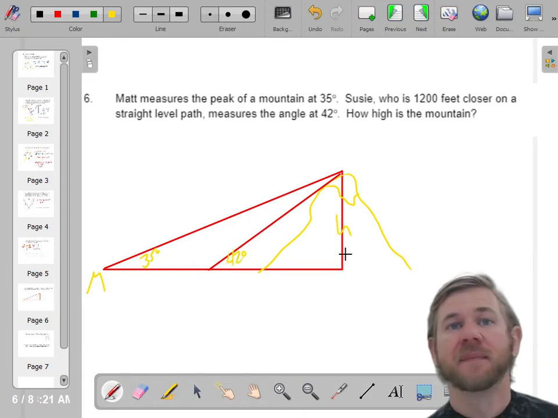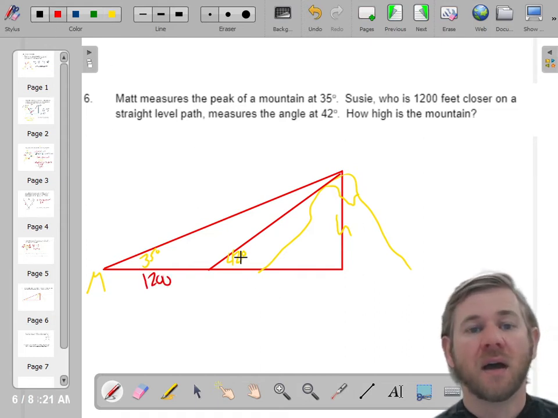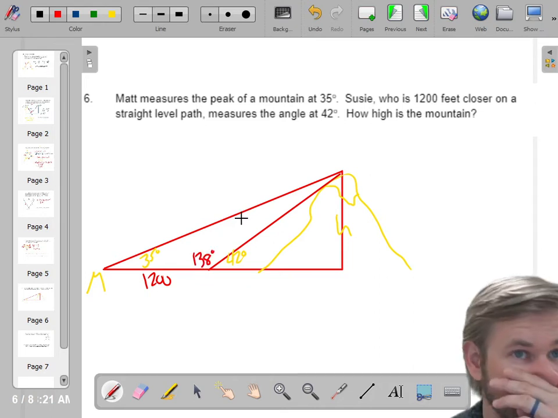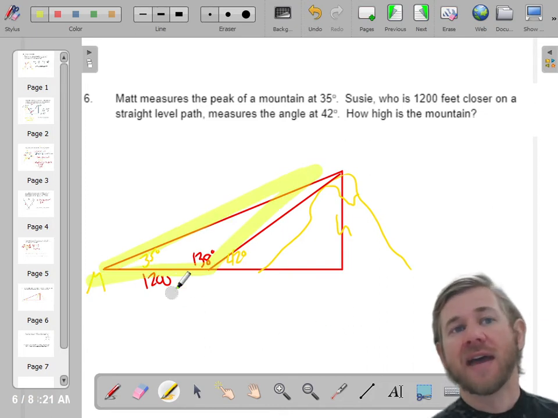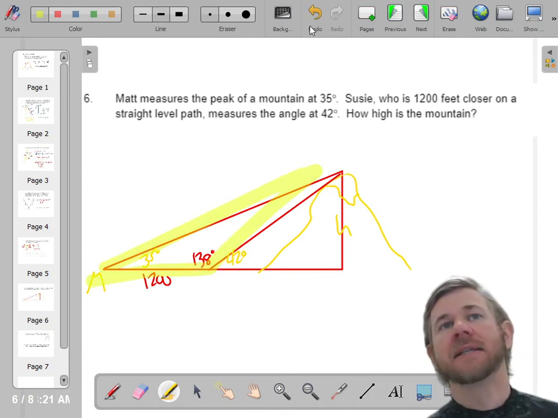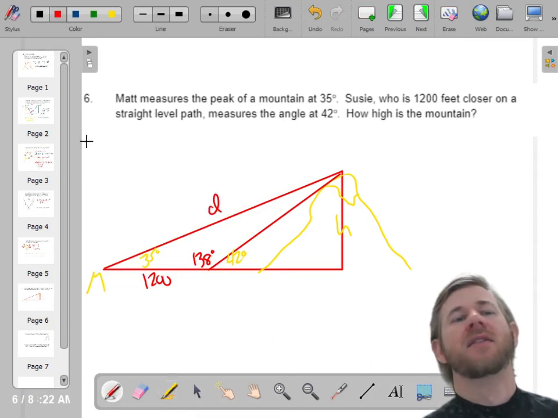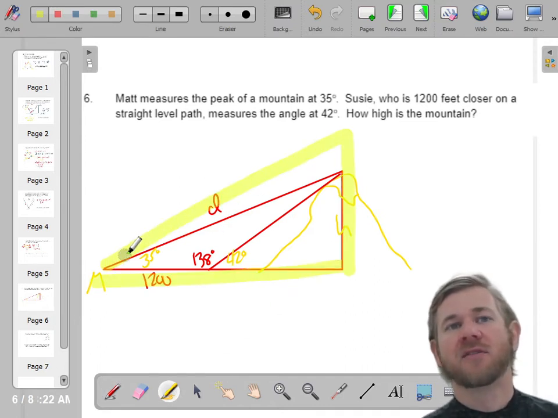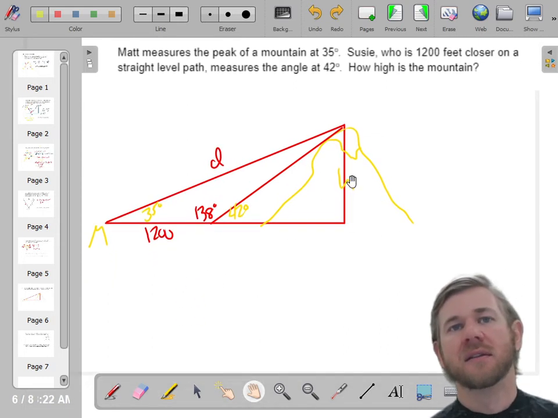So we're trying to find this height. Okay, what else do we know? We know this is 1,200 feet. If this is 42, I can subtract, that's 138. I'm thinking what I can label. Because now, to me, it looks like I got a triangle that I can solve. So I have angle, side, angle. I could find anything on this triangle, which I think, if I find this distance, then I'll be able to use right triangle trig to find the height of the mountain. So I'm going to find this hypotenuse. Because if I have the hypotenuse, then I can find the height of the mountain pretty easily.